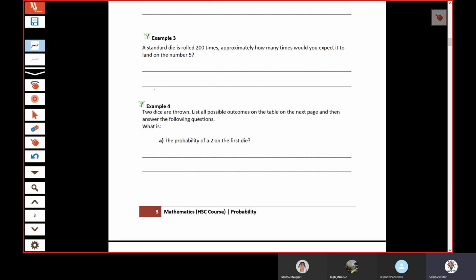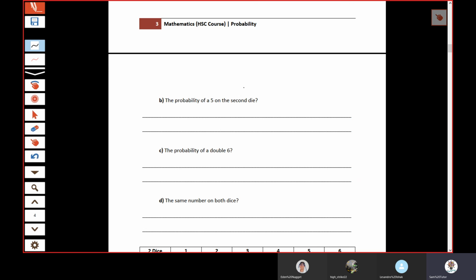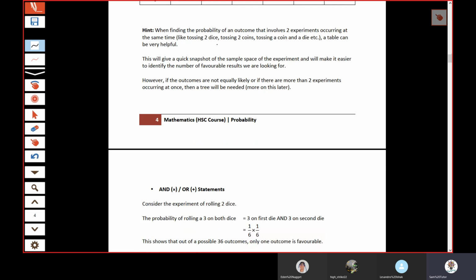Let's do example 3. A standard die is rolled 200 times. Approximately how many times would you expect it to land on the number 5? To get a 5, the probability of 5 is 1 out of 6. Approximately, you expect it to come up 1 out of 6 times 200 rolls. Theoretically, this is obviously approximate. Any questions? All right, I think we'll move on. These are pretty straightforward.